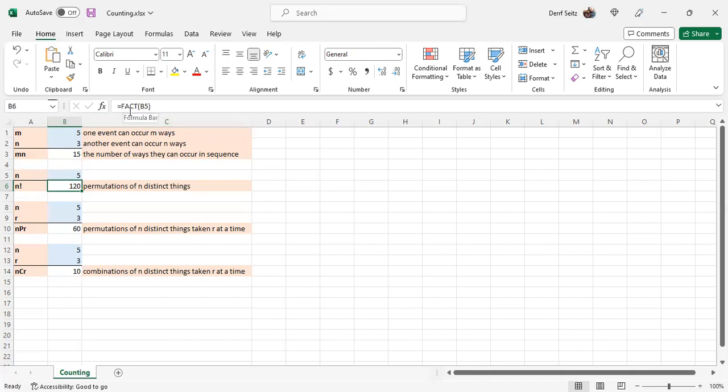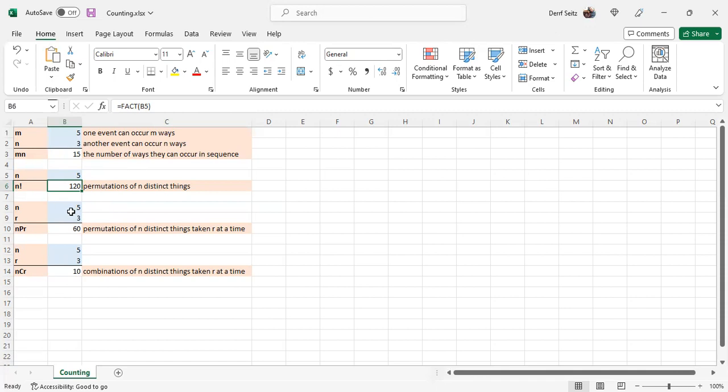The formula uses the fact function in Excel. It stands for factorial. Also, n factorial occurs in some of these other formulas that we don't need to calculate because Excel provides functions for them, but you may need to calculate a factorial for some reason besides just finding a permutation.